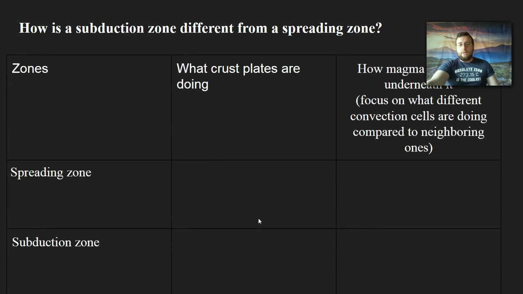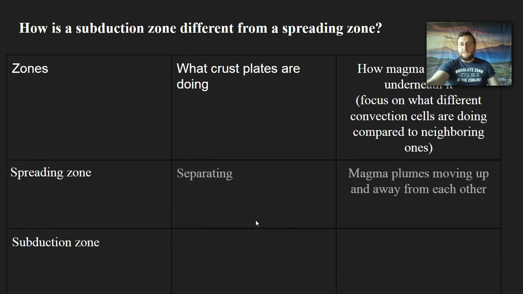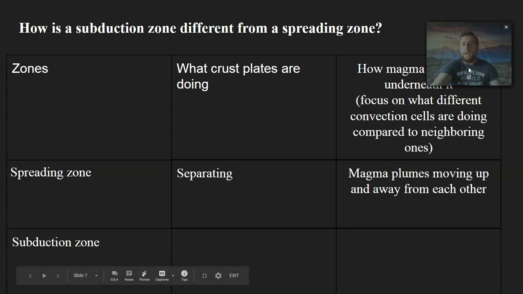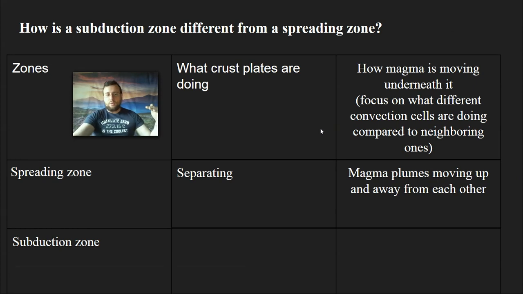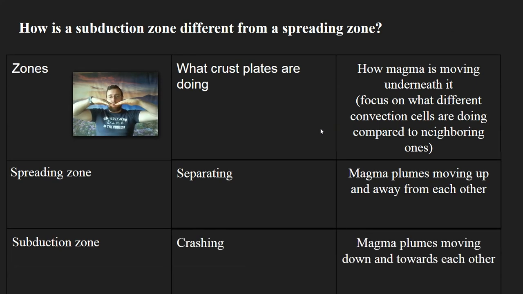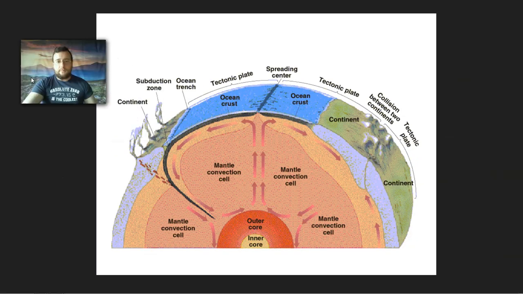So let's see that in detail. On a spreading zone, the crust plates are going to be separating because the magma plumes are moving away from each other, up and away from each other, like this. On a subduction zone, the actual plates end up crashing against each other and sliding past each other, and one of them ends up melting as it goes into the mantle. That happens because the magma plumes are going towards each other and down into the mantle.